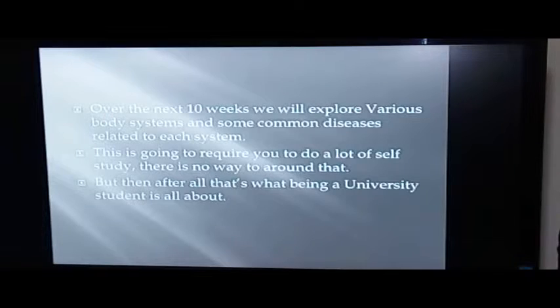This is going to require you to do a lot of self-study. There is no way around that. There are huge subjects, each and every one. But then after all, that's what being a university student is all about, compared to being a high school student where the teachers feed you the knowledge with a spoon. At university you find the knowledge for yourself.